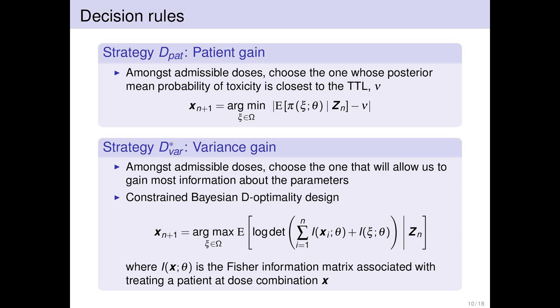An alternative approach that you sometimes see in optimal design theory is a variance gain approach.